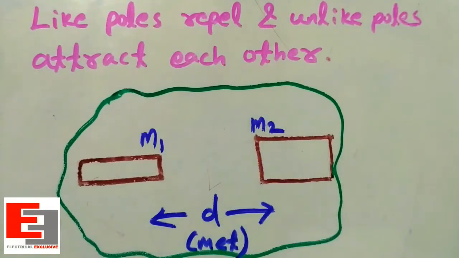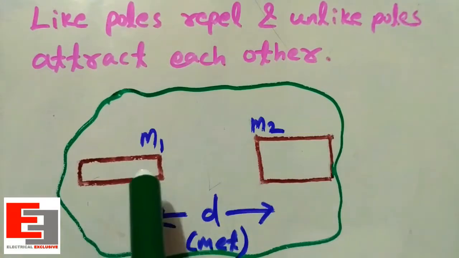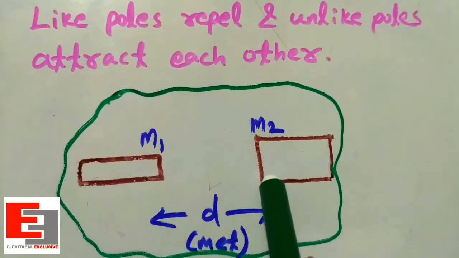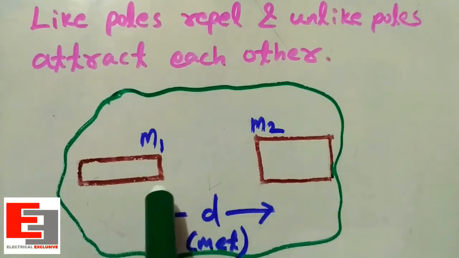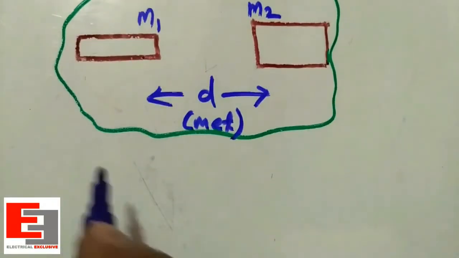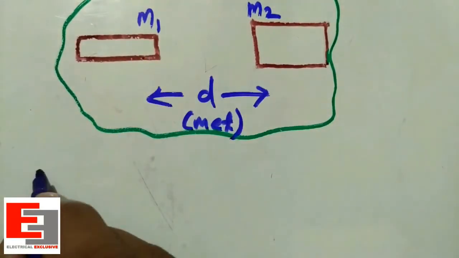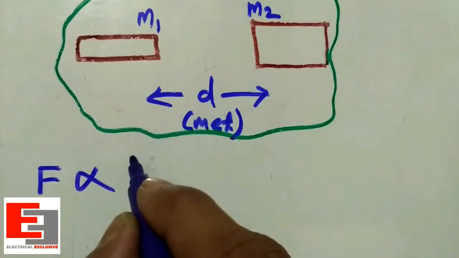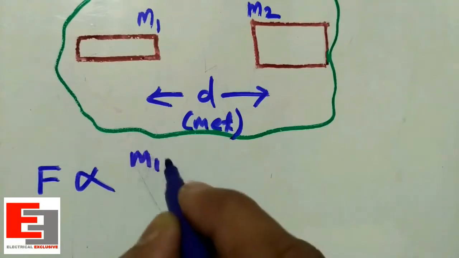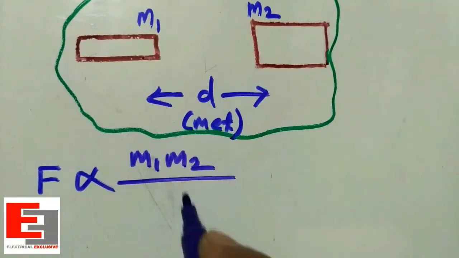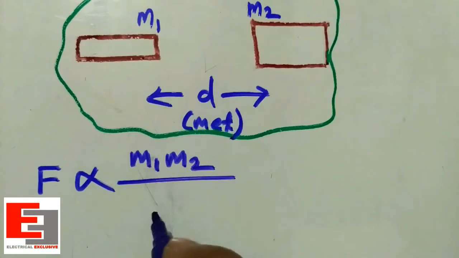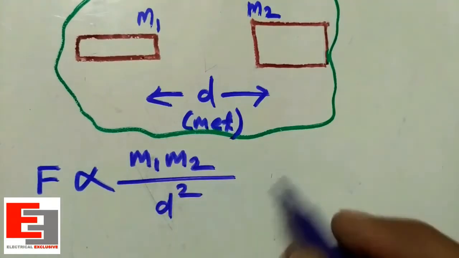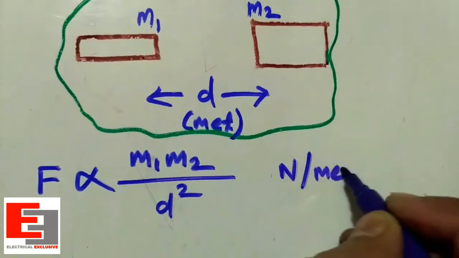And now we shall try to find the force experienced between these two magnets. That may be the force of repulsion if these two poles are like poles, or that may be the force of attraction if these two poles are unlike poles. So the force experienced between these two poles will be F directly proportional to the product of the magnetic pole strengths M1 into M2 divided by the distance square, d square. The unit will be Newton per meter square.